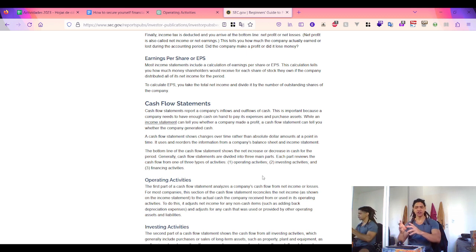The cash flow statement analyzes the cash from one of these activities: operating, financing, and investing. So operating analyzes the net income from the income statement and reconciles it with the total cash that was used or received from operating activities. So what are the most common operating activities? Well, you have operating assets and operating liabilities.